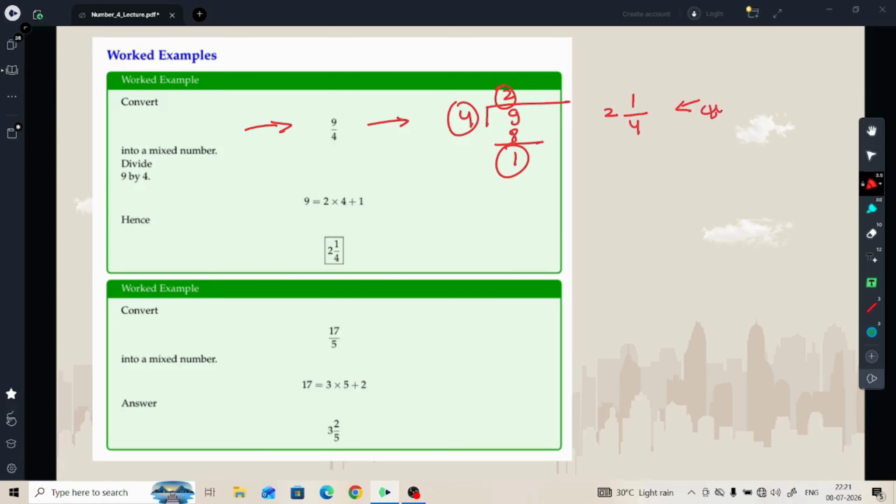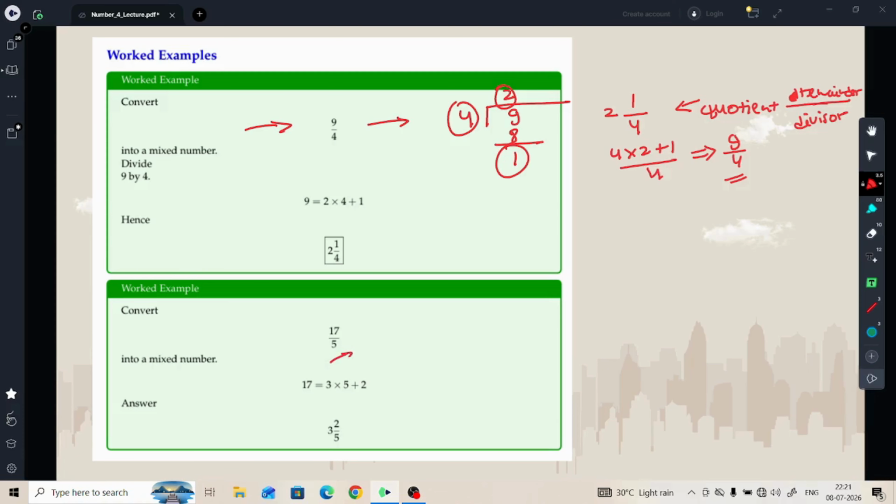The mixed fraction looks like this: the quotient aside, in the upper part you need to write the remainder, and in the denominator part you need to write the divisor. Basically, it is read as 2 plus 1 by 4, which means it is 9 by 4. I think you must have understood this.